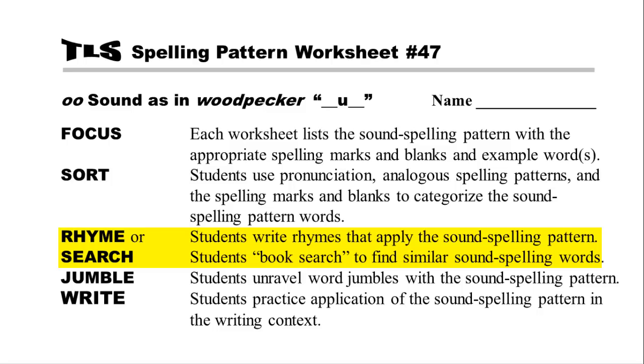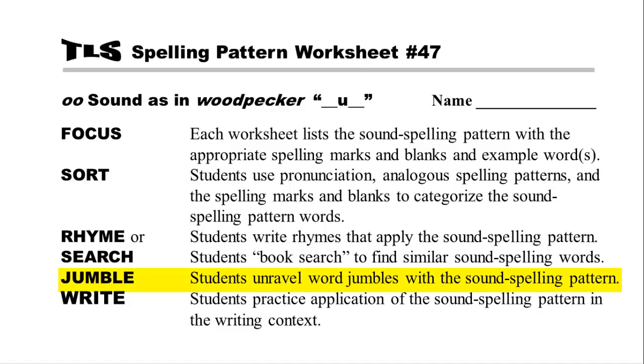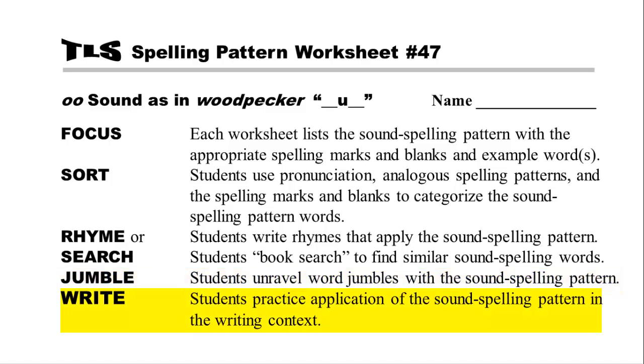The rhyme or search section. Students write rhymes that apply the sound spelling pattern. Or students book search to find similar sounding spelling words using their sustained silent reading book or a class novel. The jumble section. Students unravel word jumbles using the sound spelling pattern as their clue. The write section. Students practice application of the sound spelling pattern in the writing context.